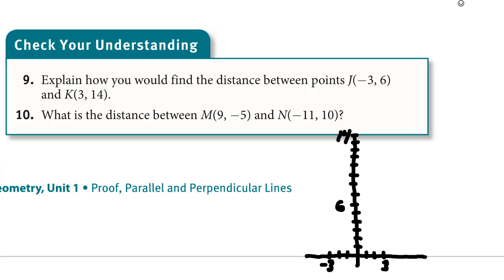Here's the answer for number 9. Explain how you would find the distance between points J and K. J is at -3, 6. So left 3, up 6. I'm going to locate J right here.